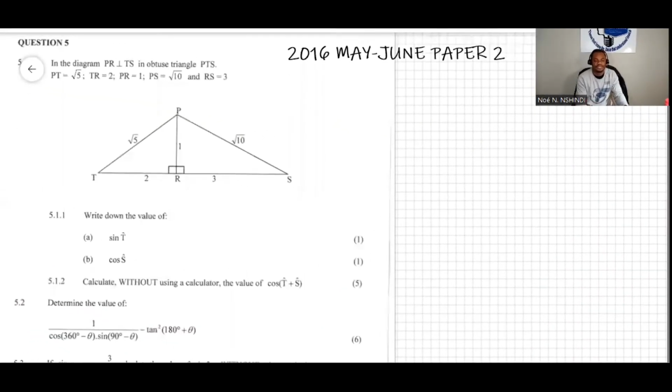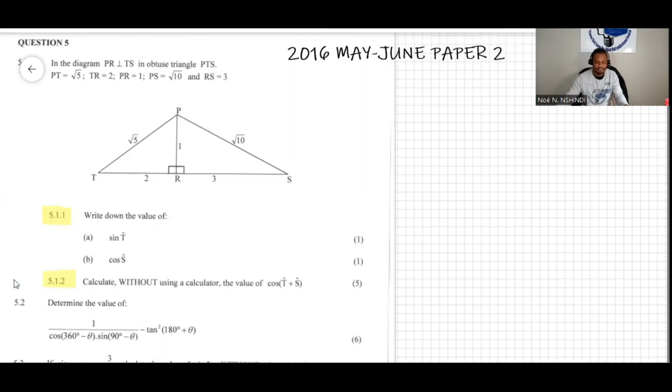Well, we have a question here that says: in the diagram, PR is perpendicular to TS in obtuse triangle PTS. PT is equal to square root of 5, TR is equal to 2, PR is equal to 1, PS is equal to square root of 10, and RS is equal to 3. Now we're going to do question 5.1.1 and question 5.1.2.